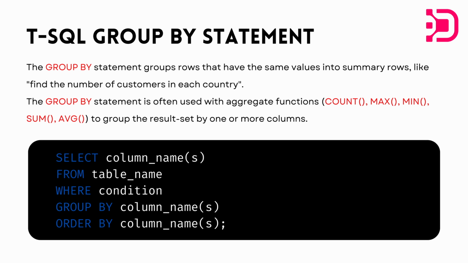And then you could group the results of the count function into separate groups based on the country column. So you would find the number of customers in each country that were present in the table. So let's show you a demo for it to become more clear.